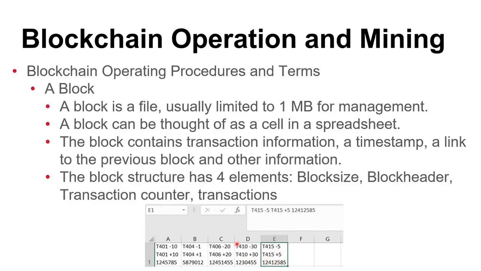So the overall spreadsheet could be the blockchain, and each cell could be a block, and data is written into the cell. It also includes things like timestamping, links back to the previous block. Block structure has 4 elements. So we have the block size, the header, and some other transaction information.